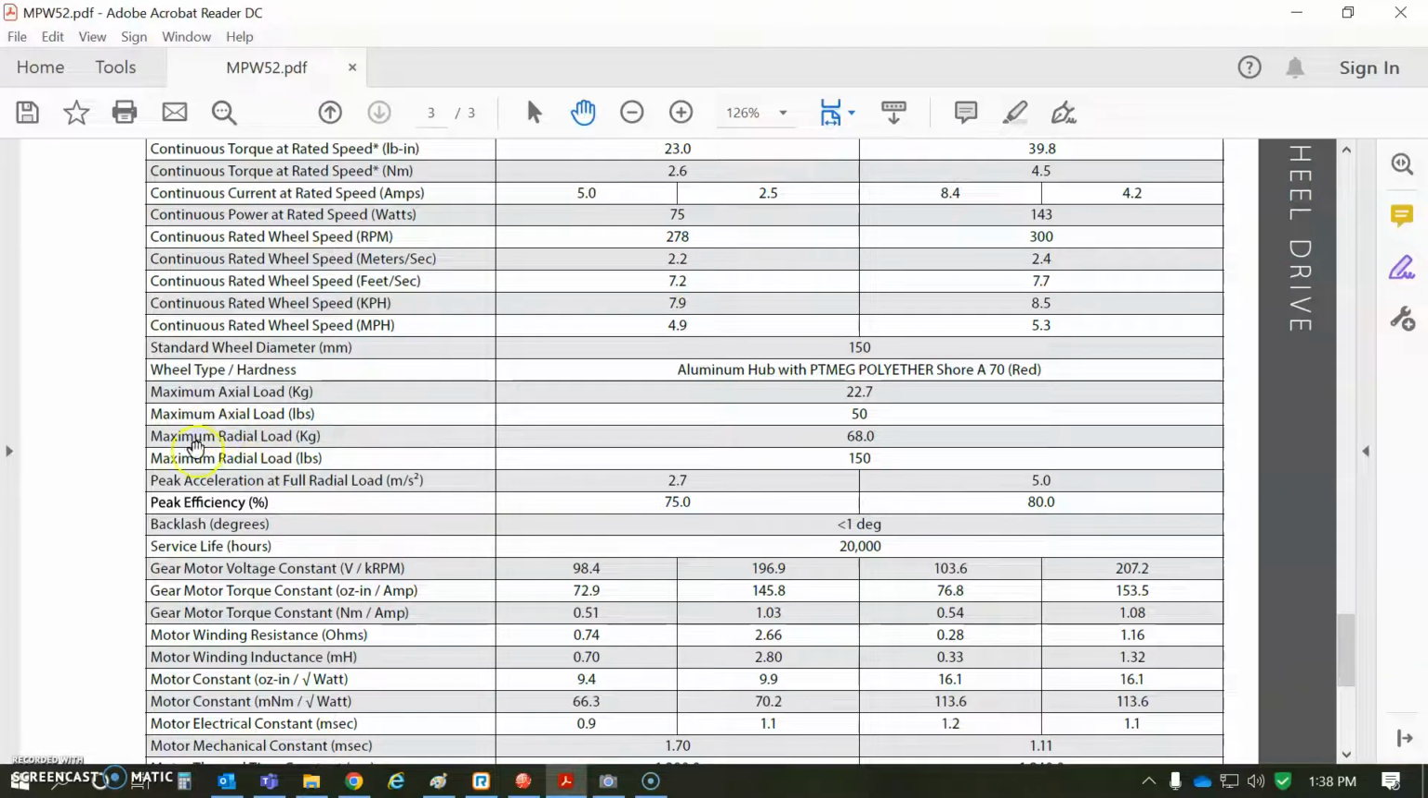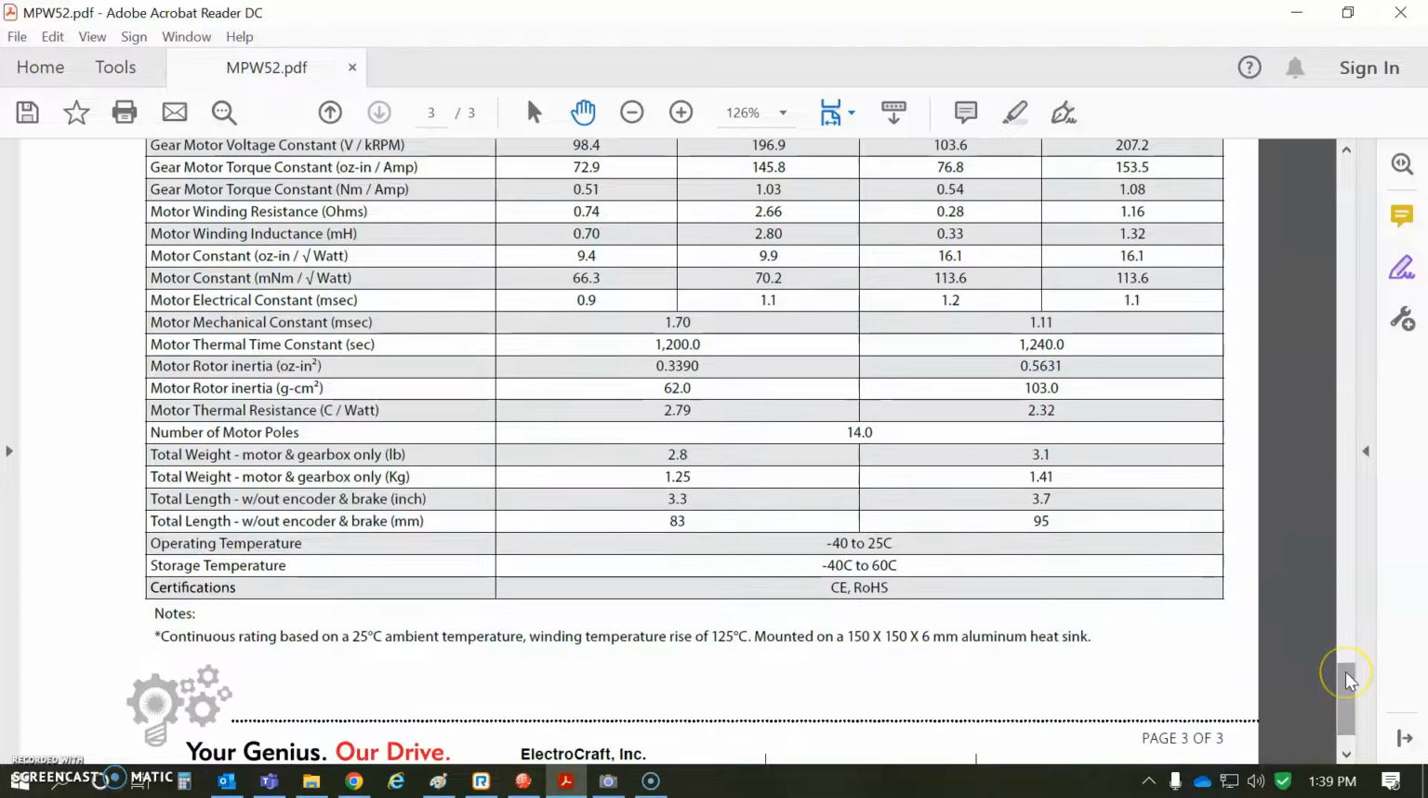And here's an interesting one. Maximum radial and axial load, in kilograms: 22 going into the shaft, and then 68 for loading. You probably don't want to put all the load on the wheels to go to the bearing. So maybe there are some casters, or two wheels or four wheels, so you can get your mass up. I'm going to leave that to the physics guys.